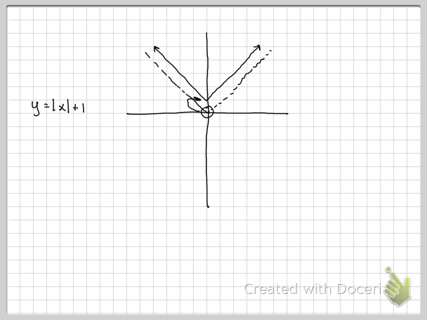And the domain of these absolute value functions is all real numbers. Okay, now what we're doing is looking at this transformation of the absolute value.